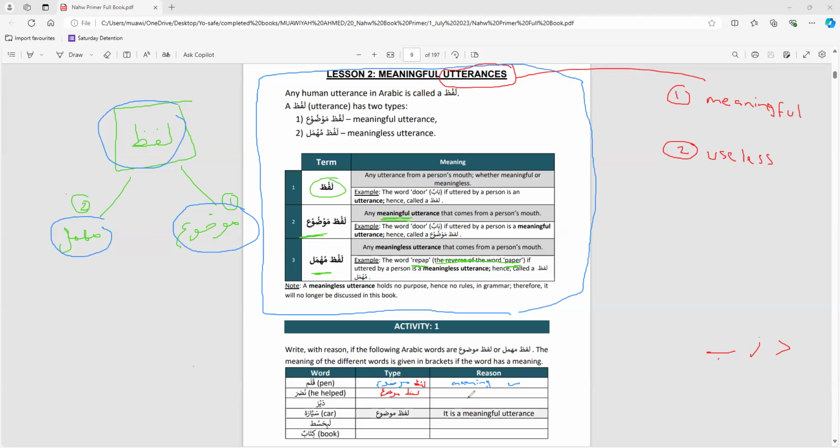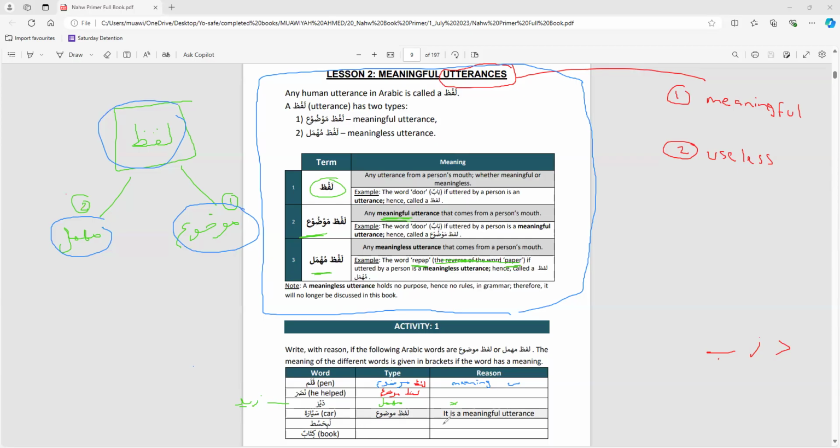Yahya, the third one, days. Days, would you call it mawdu or muhmal? I would assume muhmal. Because in the Arabic language, to the best of my knowledge, it doesn't have any meaning. By the way, just as a guide, that's actually the reverse of the word Zayd. The Arabic name Zayd is the reverse of that, but it has no meaning to the best of our knowledge. So it's a cross, it has no meaning, it's a meaningless utterance, hence it's muhmal.